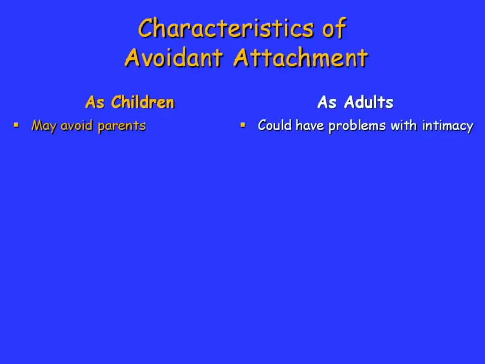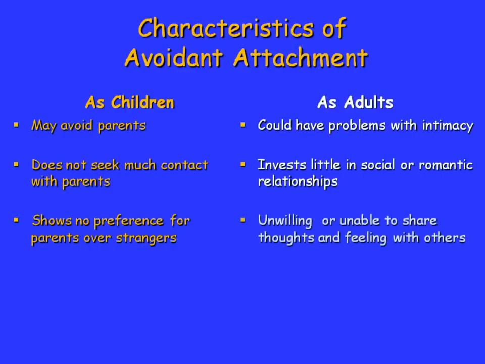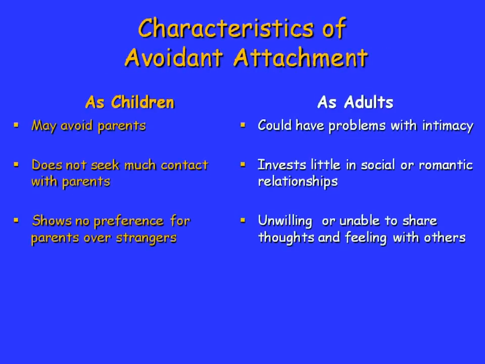Does not seek much contact with parents as children. Well, it may be as adults we invest little in social or romantic relationships. So there's a correlation, there's a connection between how we feel we're loved as children and how we connect with our caregiver to how we may grow up as adults. Shows no preference for parents over strangers as children. As adults we may be unwilling or unable to share thoughts and feelings with others. So as you can see with this attachment style, avoidance, the whole point of it is avoiding. So as adults we may avoid intimate relationships, find them very difficult.